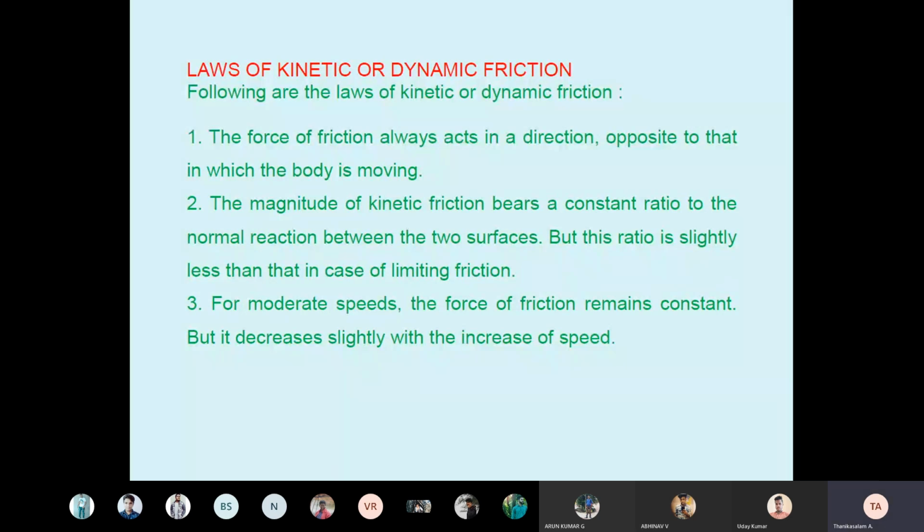In limiting friction, the body is not moving. That's why kinetic friction is less than static friction, because the body is moving. When the body is moving, the friction is definitely less, and only then the body moves. For moderate speeds, the force of friction remains constant, but decreases slightly with an increase of speed. If the car is moving at high speed, definitely friction will be less.